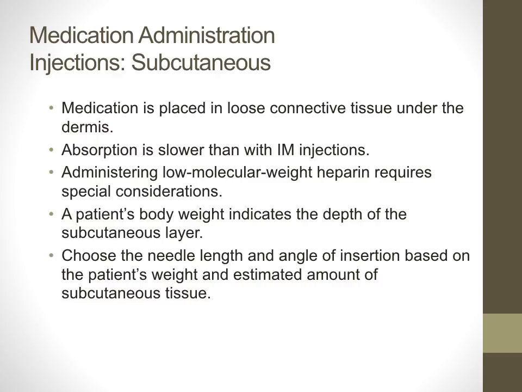A patient's body weight is going to indicate the depth of a subcutaneous layer. If you have a very thin, frail patient, their subcutaneous layer is not going to be as thick as your fluffier patients. So your needle length is actually going to be based on the patient's size and the estimated amount of their subcutaneous tissue. Also the angle of insertion as well. Angle of insertion for your subcutaneous is going to be anywhere between 45 degrees to 90 degrees.